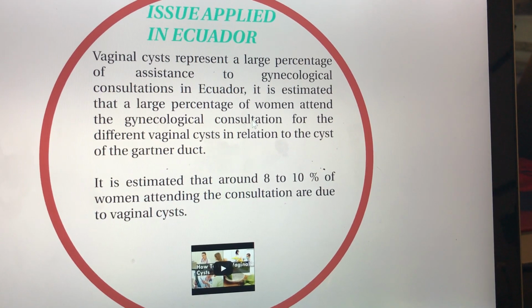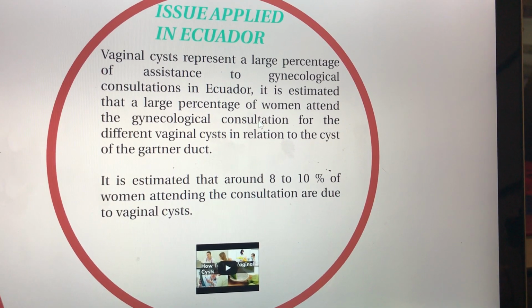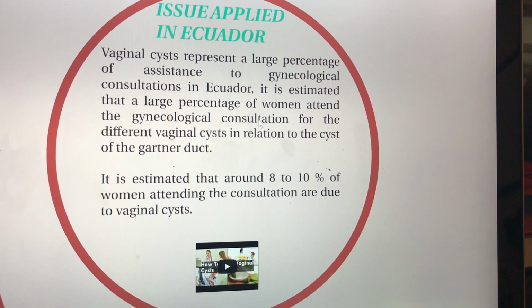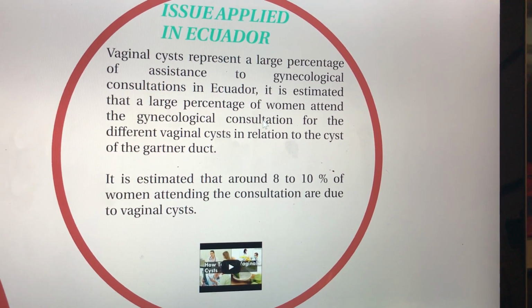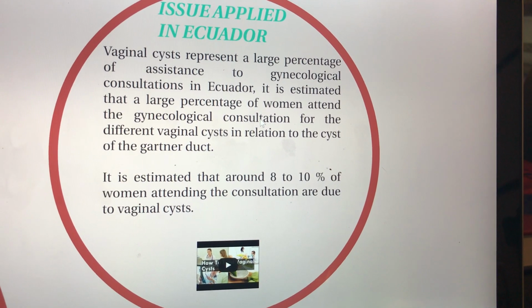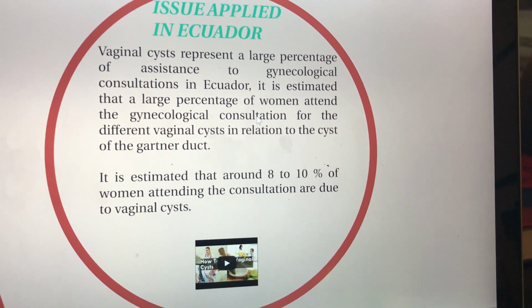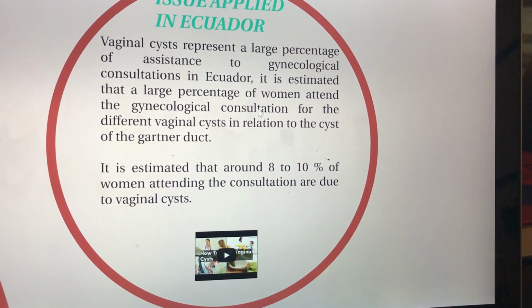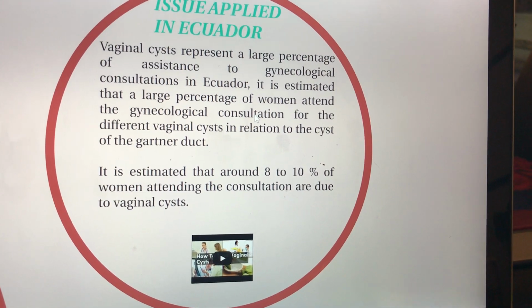Issue applied in Ecuador. Vaginal cysts represent a large percentage of the assistance to gynecological consultations in Ecuador. It is estimated that a large percentage of women attend gynecological consultations for the different vaginal cysts, in relation to the cysts of the Gartner duct. It is estimated that around 8 to 10% of the women attending the consultation are due to vaginal cysts.